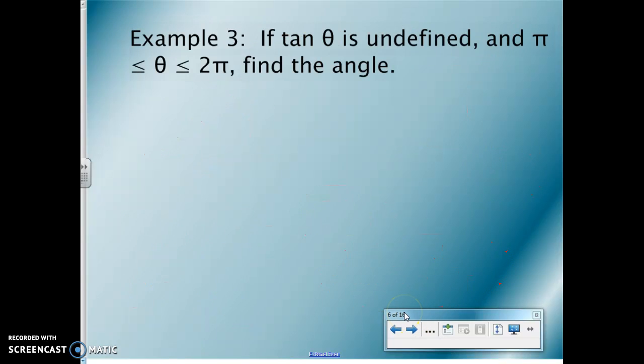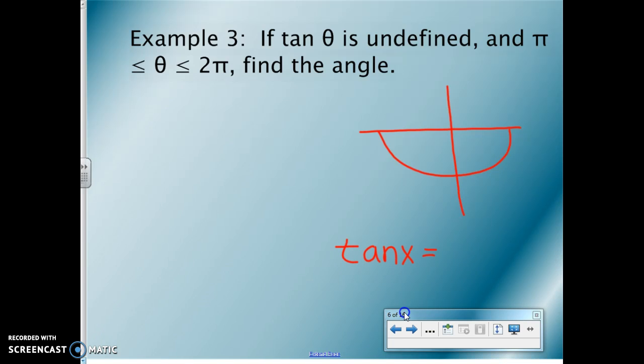All right. So tangent on this one is undefined, and it's somewhere between pi and 2 pi. Figure out what angle we're talking about. What was it? Yeah, it's going to be in quadrant 3 or 4. And now I know it's going to be somewhere down there in that region, but I'm not good at remembering my tangents. So I can't tell you off the top of my head where tangent goes undefined. But what does tangent equal?